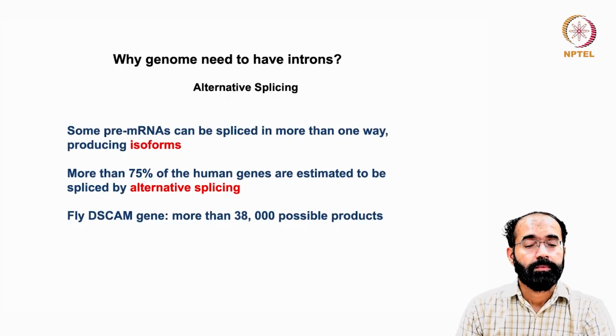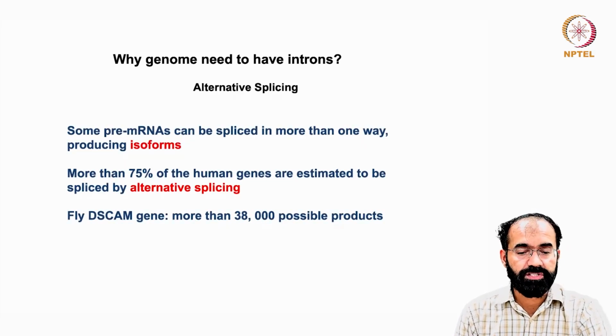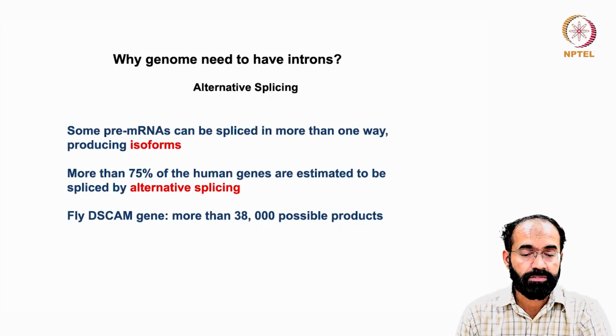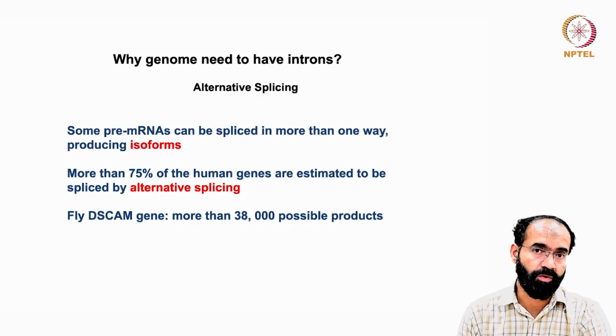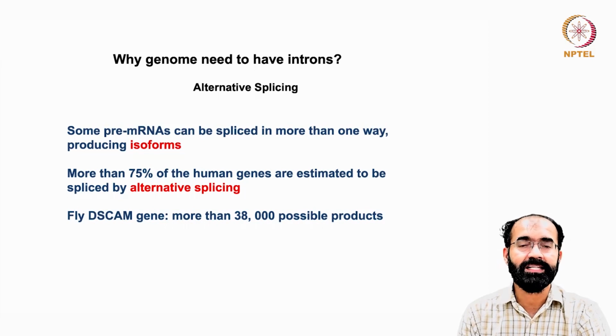And coming back again, continuing the same question, why do genomes need to have introns? One reason we already know is alternative splicing, and another few examples include that some pre-mRNAs can be spliced in more than one way, and this produces isoforms. What are isoforms of a gene? Isoforms are basically the same gene but in different tissue.